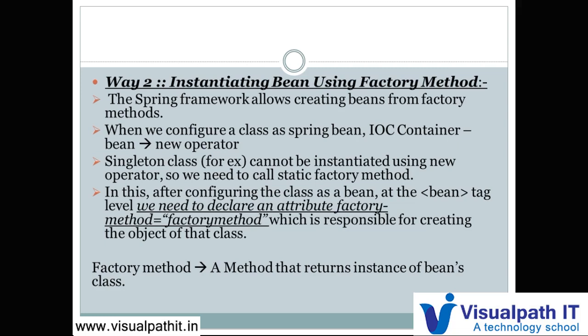The second way of bean instantiation is using the factory method. What our Spring framework does here is it allows creation of beans from factory methods. What exactly is a factory method? It is basically a method that returns the instance of the bean's class. For a particular bean, that bean's class instance will be returned by a method. That method is known as a factory method.